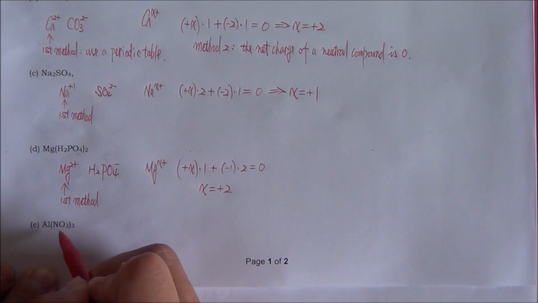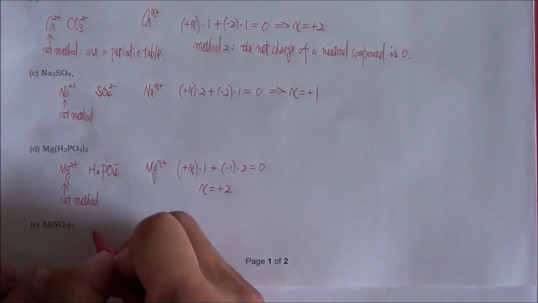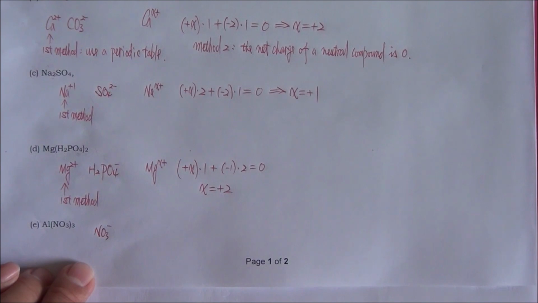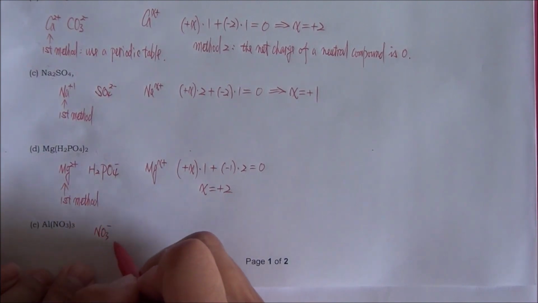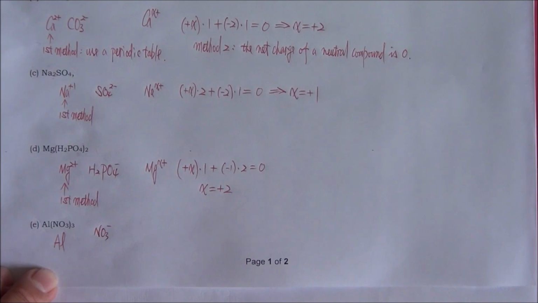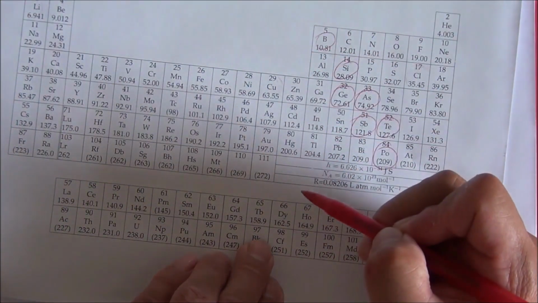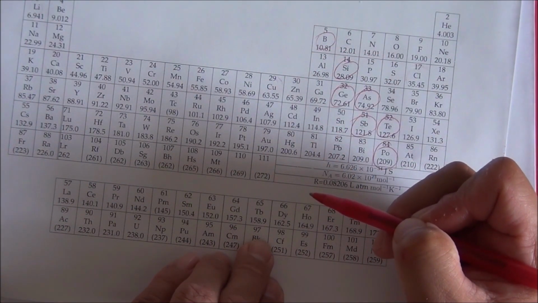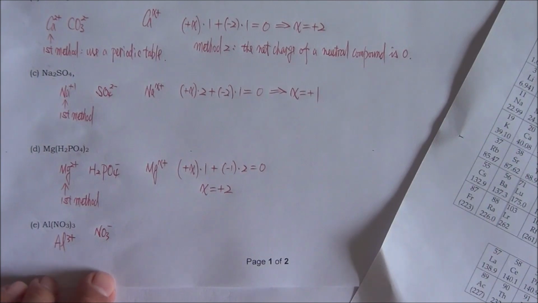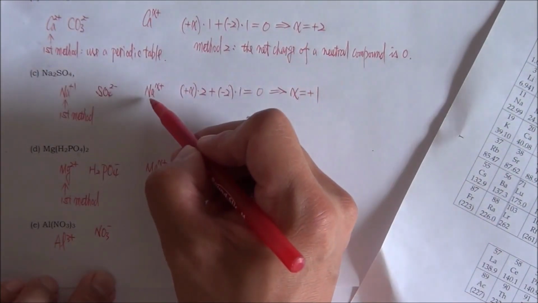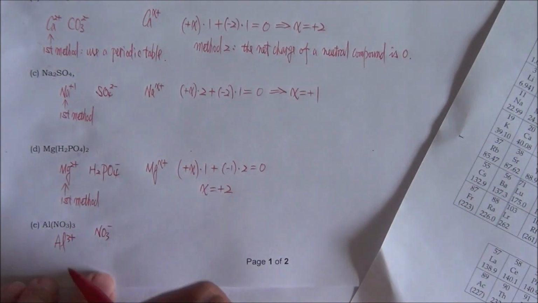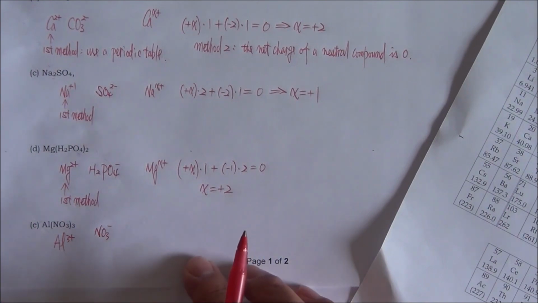E, Al(NO3)3. If you remember all the polyatomic ions, you will recognize the anion is NO3-. We have two different methods to find the charge of aluminum. The first method is to use a periodic table. Aluminum is here. As we know, for this group, the most stable ions all have +3 charge. Apparently, you can use the same method as we did for calcium, sodium, and magnesium to calculate the charge of aluminum. But I would rather omit that. I think I already gave you enough examples.